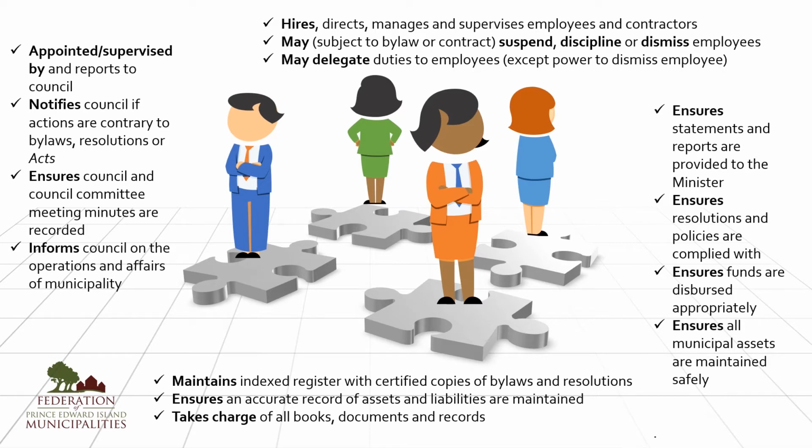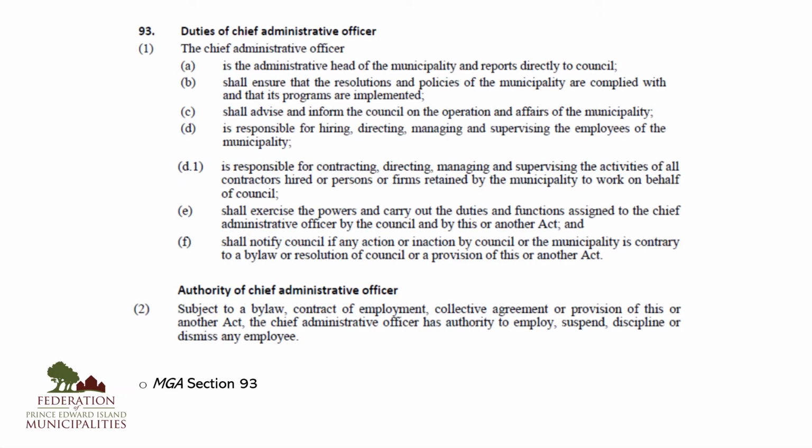The municipal CAO also has to take charge of all books, documents, and records, and has a responsibility to produce, when called upon, certain records for auditors, the minister, or council. They also must ensure that all statements and reports as required by the minister and other stakeholders are provided in a timely manner. You'll see many of the duties just mentioned in Section 93 of the Municipal Government Act.